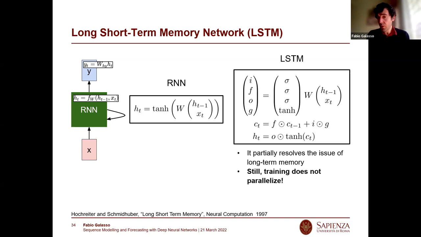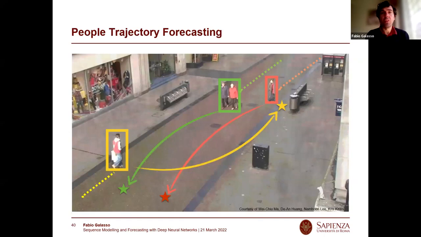Still, training does not parallelize, and still the long-term memory is not good. So this still is a problem. But what I've told you about still holds. The positive aspect of this is that it's super easy to use, and you can actually bend it to do even naive things.